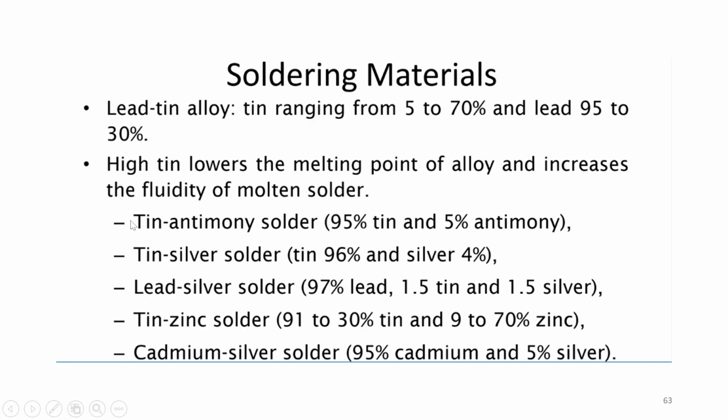So tin antimony solder has 95% tin and 5% antimony. Next you have tin silver solder, in which you have 96% tin and 4% silver. Lead silver solder has 97% lead, 1.5% tin and 1.5% silver. In the case of tin zinc solder, 91 to 30% tin and 9 to 70% zinc. Cadmium silver solder has 95% cadmium and 5% silver.